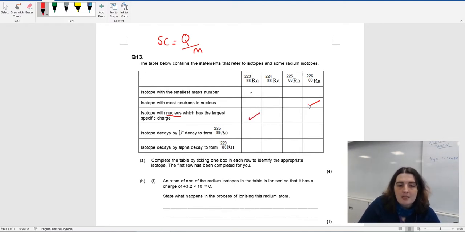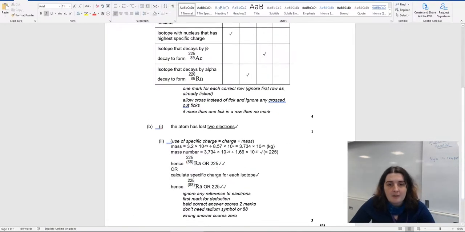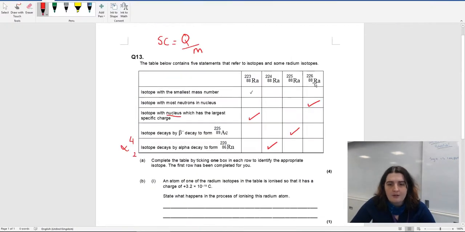An isotope decays by beta minus. So it loses a neutron, changes into a proton, to become this. There's no change in the nucleon number, so that must be radium-225. And an isotope decays by alpha, so loses 4,2. Remember, alpha is 4,2. So it becomes 220,86. So the only one that could be is this one there. They are worth 1 mark each. Have a quick look at the mark scheme here, and that's worth 4 marks.